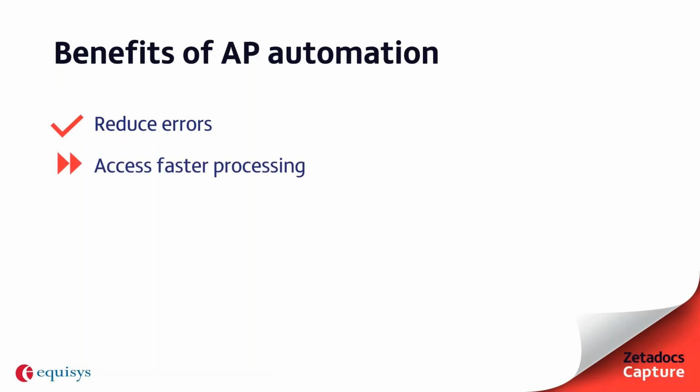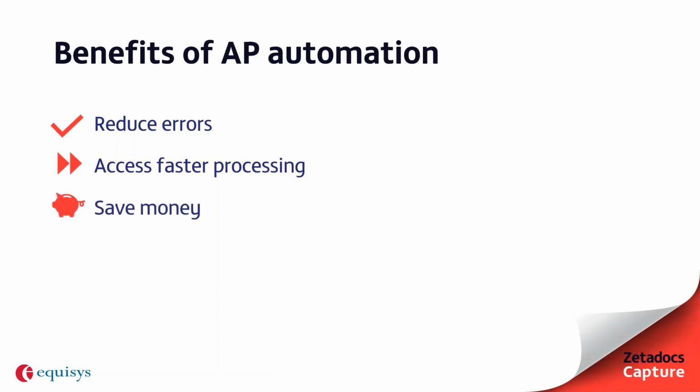It enables faster processing. Automation speeds up invoice processing and approval workflow, leading to quicker payments and better management of cash flow. Additionally, it eliminates the common bottlenecks and delays that manual processes often encounter. These can include delays in invoice routing, manual data entry errors, and inefficiencies in approval workflows. By automating these tasks, organizations can streamline their AP operations and reduce processing times.